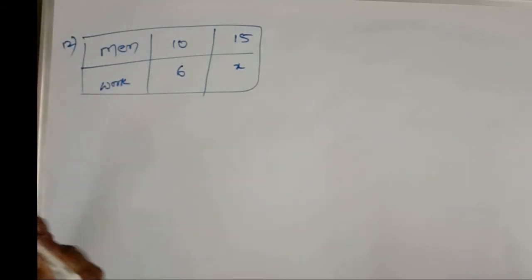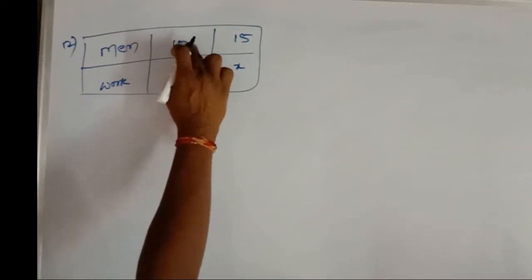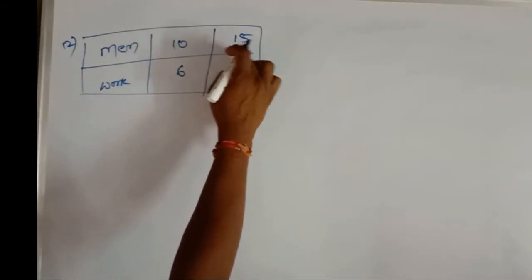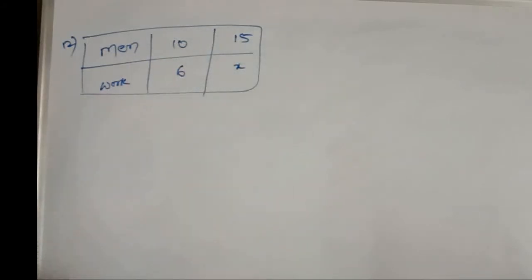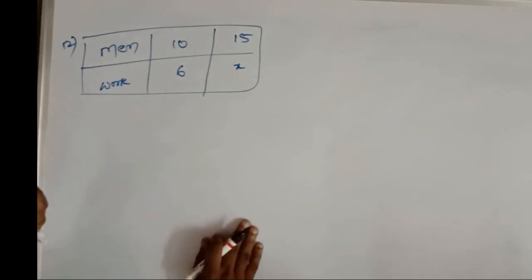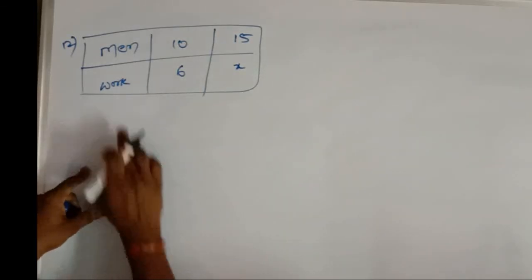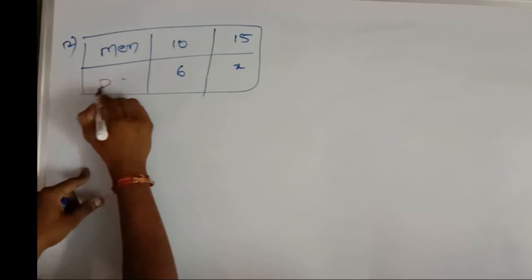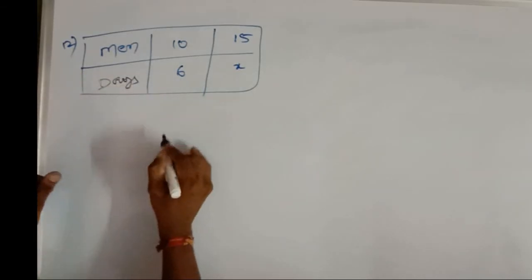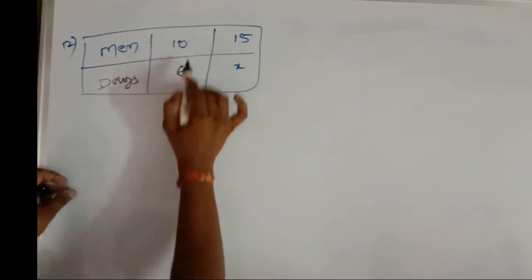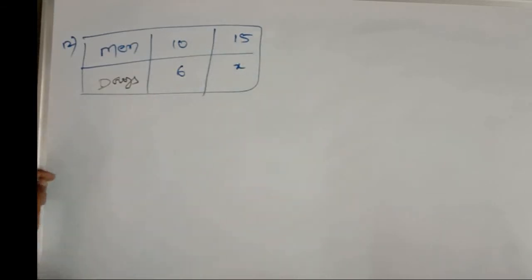See, if men are increased, automatically, less number of men, more days; more men, fewer days. If men are increased, then what about the days? Will days be increasing or decreasing? Days will decrease. So here I am taking this one as days. 10 men can do the work in 6 days. Then what about 15 men? As men are increasing, automatically the days will decrease.